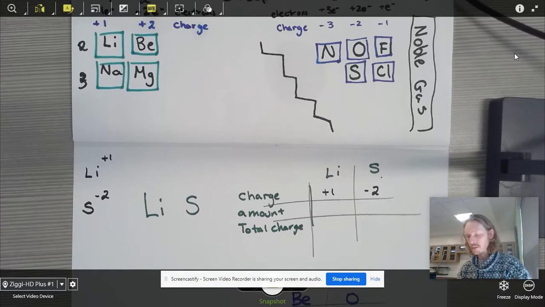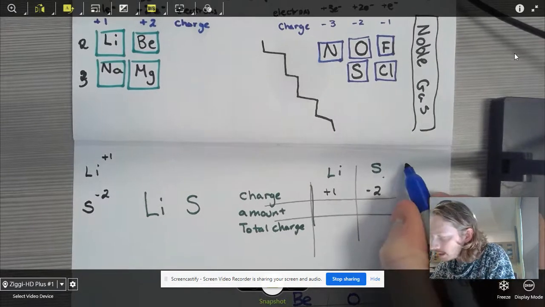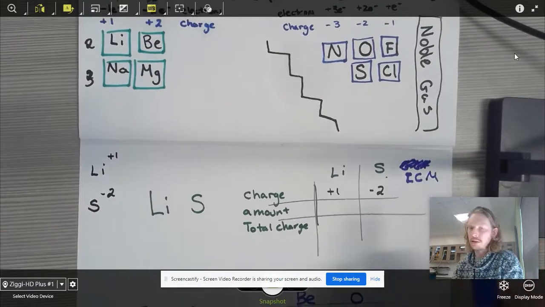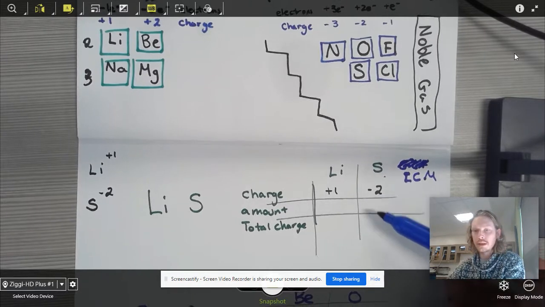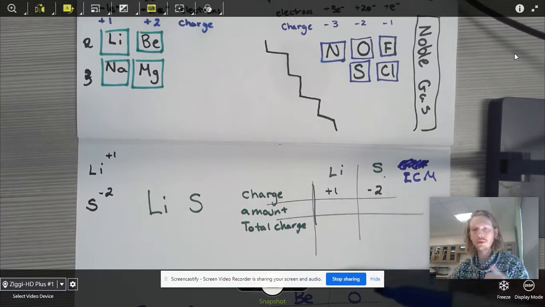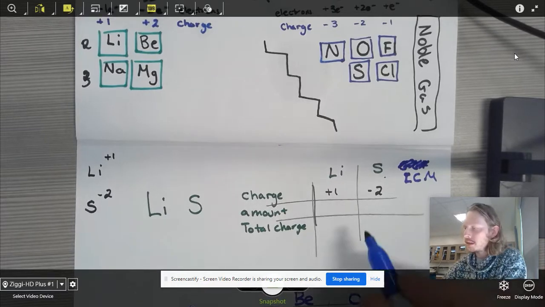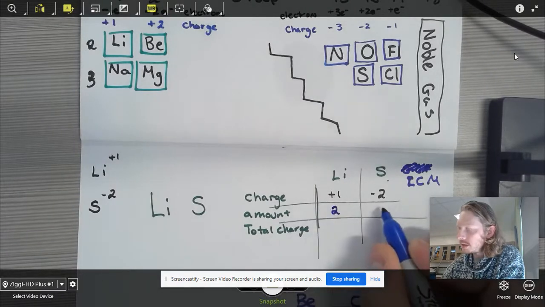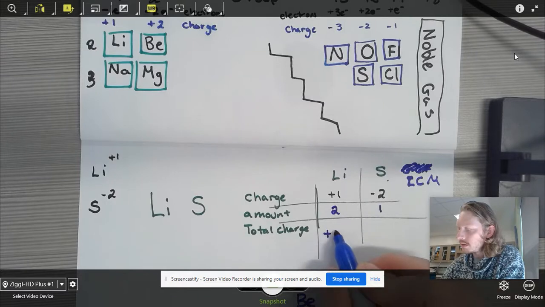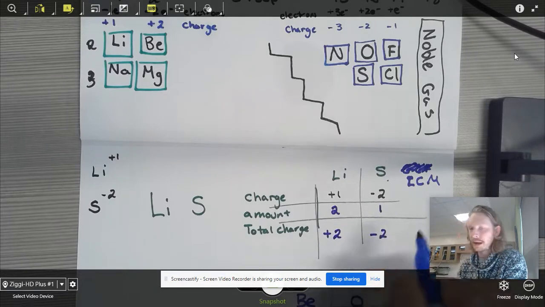One thing that I haven't talked about yet, but I think is a great thing about it, is lowest common multiple. So what's the smallest thing that both of these get to? 1 and 2, they both go into 2, right? They both go into 4, they both go into 6, but 2 is the lowest. So how do we get to 2? We need 2 of these and 1 of these, and we'll see that the total charge is going to balance out.